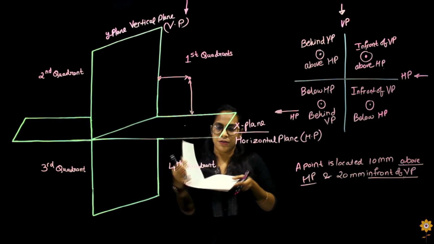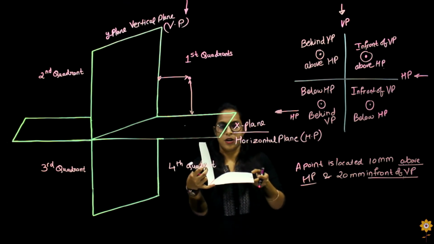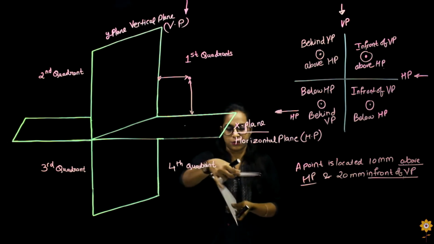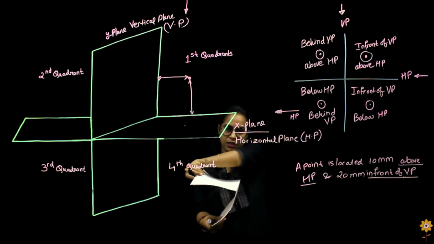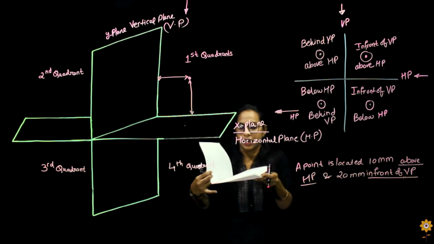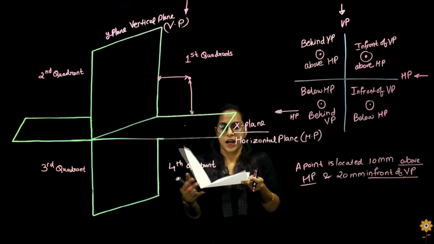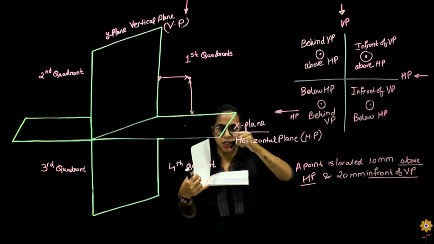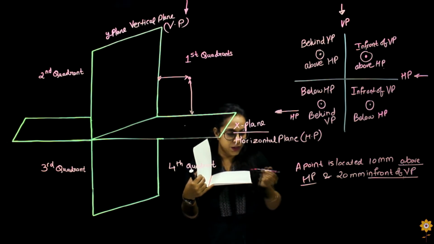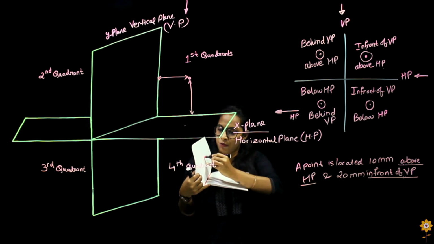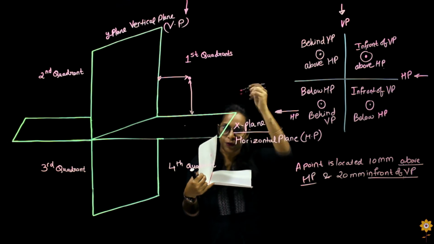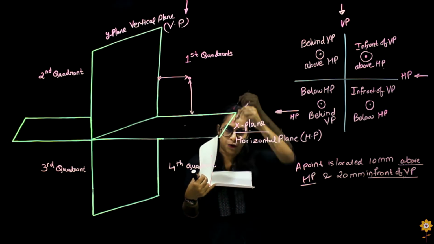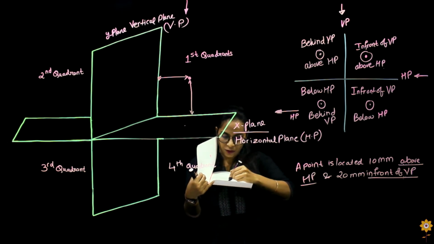So let's say I have this quadrant. This is my first quadrant. This would be the fourth quadrant. This is second quadrant and this is third quadrant. So I'll consider the first quadrant first, and if I have a point here somewhere, so if I view it from horizontal direction, I would get that point somewhere on vertical plane, and if I view that same point from the vertical direction or from VP, I would get somewhere on horizontal plane.